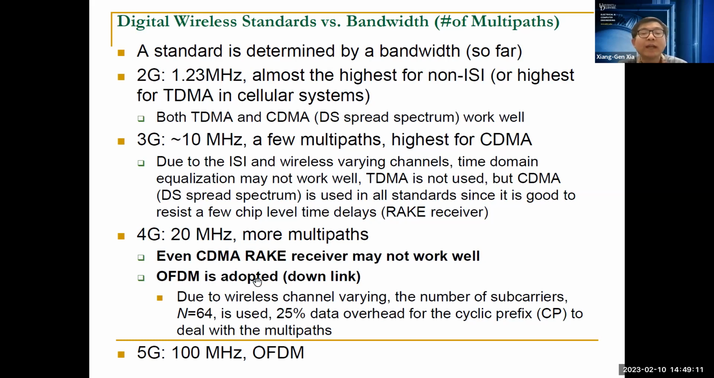So that's why OFDM is adopted for the downlink. And of course, the channel is time varying, and also you need to talk about the cell, right? In this case, the number of subcarriers is 64, and 25 percent data rate overhead is used for the CP, the cyclic prefix, to deal with the multipath, right? And then 5G is 100 megahertz. Of course, you need OFDM, right? So it's a different approach, a multi-carrier approach. Okay, so those are the basic standards in the past.